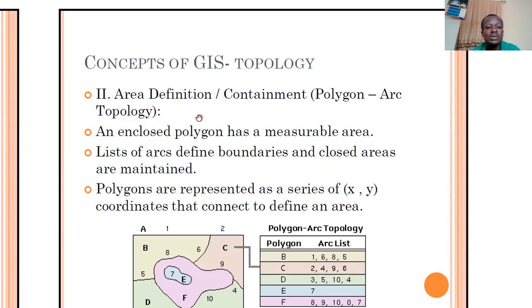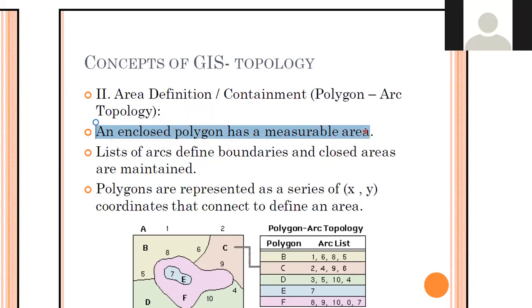Ladies and gentlemen, an enclosed polygon has a measurable area. That is the first rule of the containment or area definition. An enclosed polygon has a measurable area. So if you cannot measure the area of a polygon, then you have missed something. It means that the polygon is not enclosed. It's probably not a polygon. It's probably a polyline and not a polygon.